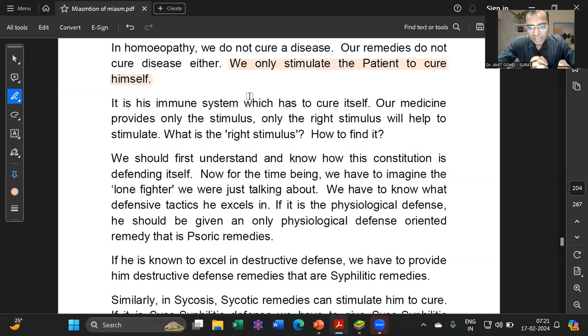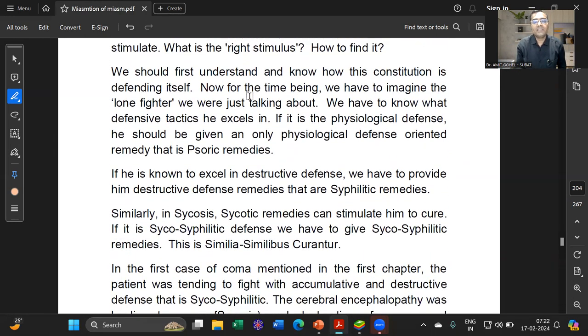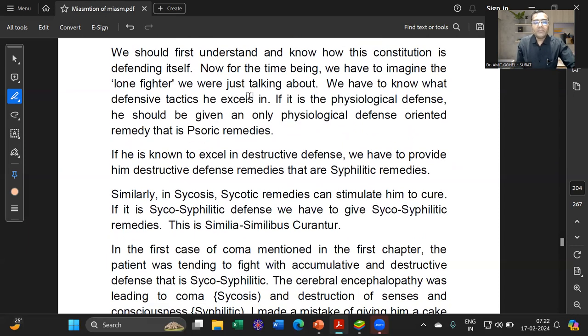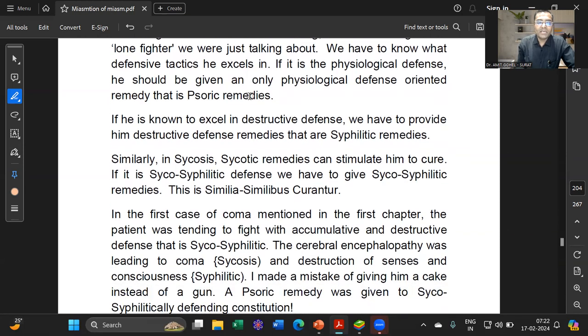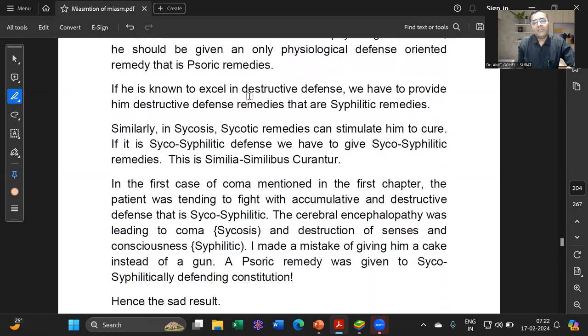So we should first understand how this constitution is defending itself. For the time being, we have to imagine the lone fighter we were just talking about. We have to know what defensive tactic he excels in. If it is a physiological defense, he should be given only a physiological defense oriented remedy, that is a psoric remedy. If he is known to excel in the destructive defense, we have to provide him a destructive defense remedy, that is a syphilitic remedy. And similarly in sycosis, a sycotic remedy can stimulate him to cure. If it is a psychosyphilitic defense, we have to give a psychosyphilitic remedy. This is called similia similibus curentur.